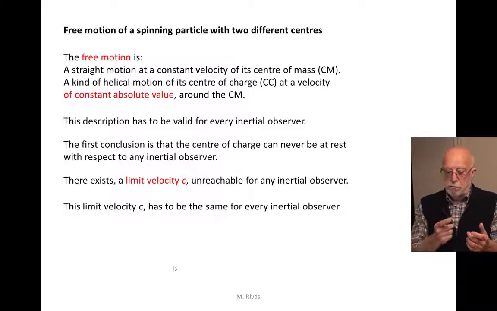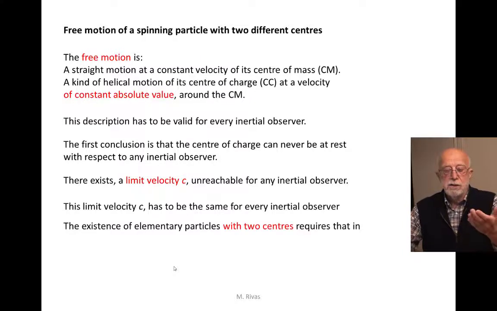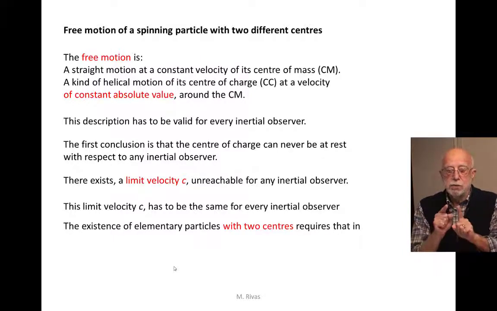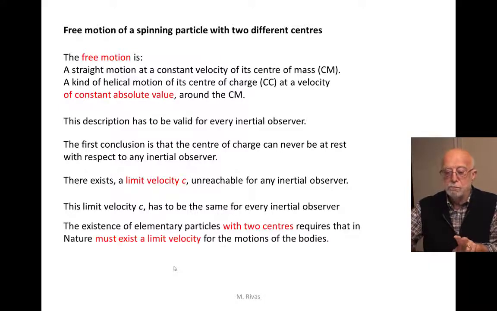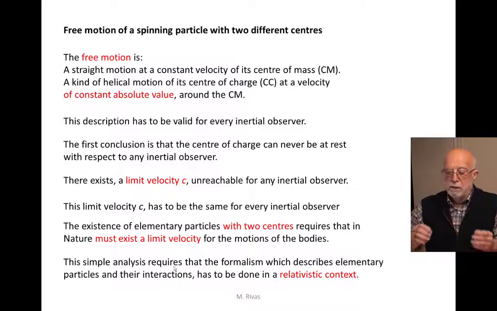Okay, because if we have this motion, the velocity of the center of mass is below the velocity of the center of charge, so the center of masses of the bodies can never reach the velocity of the center of charge. So the existence of an elementary particle with two different centers requires that in nature there must exist a limit velocity for the motions of the bodies. Okay, this kind of analysis implies that the formalism which describes elementary particles and their possible interaction has to be done in a relativistic context.